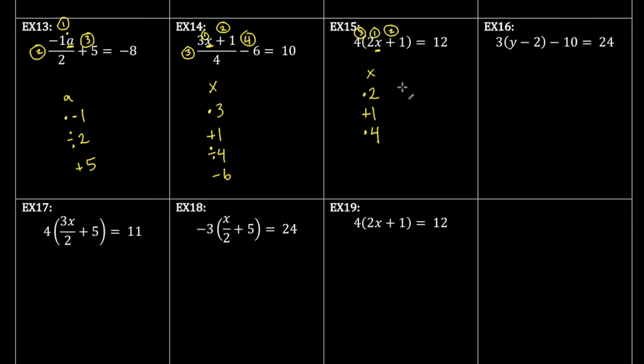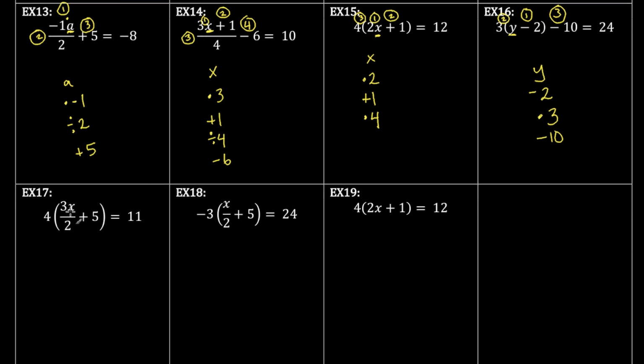Let's try something like this again. So in this problem, we start off with y. We subtract 2 because we have to do everything in parentheses with the y before we multiply. So we subtract 2. And then we multiply our answer by 3. And then we take away the 10. And we get 24.